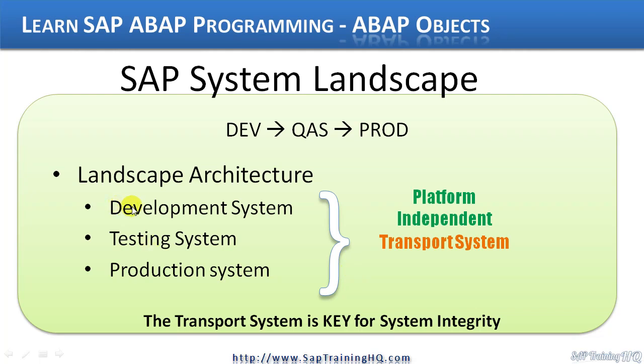So once we have our development done, the transport gets moved to our testing system. Our tests are carried out, and once we get the go-ahead that everything's working fine, the transport then gets moved to the production system, and that's when our code becomes live. So the transport system is a key component within any SAP system landscape for ensuring we have system integrity with the programs we create. That more or less covers some of the theoretical stuff, if you like.